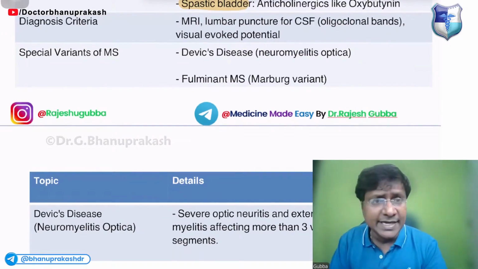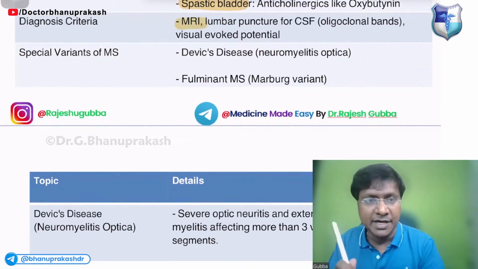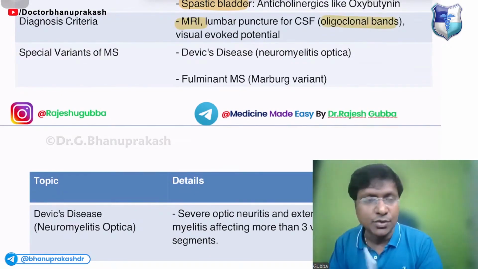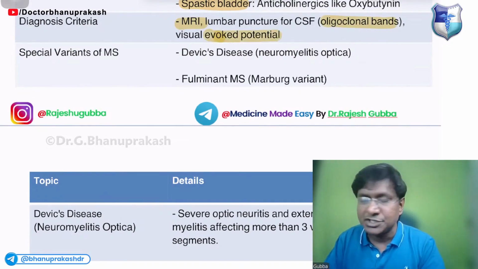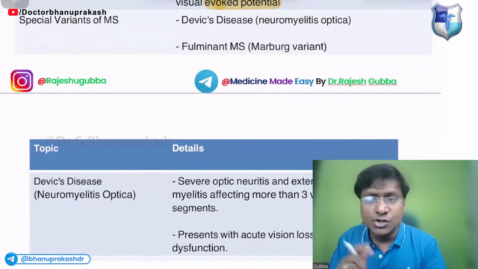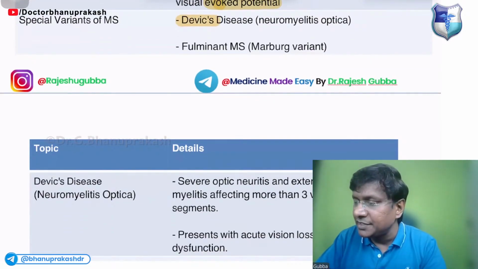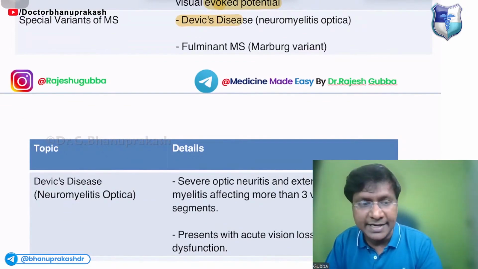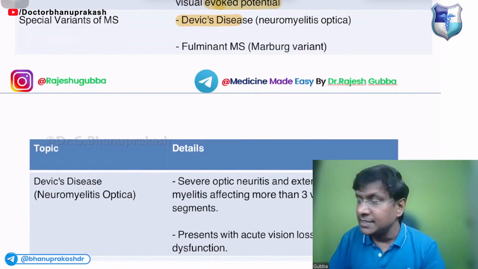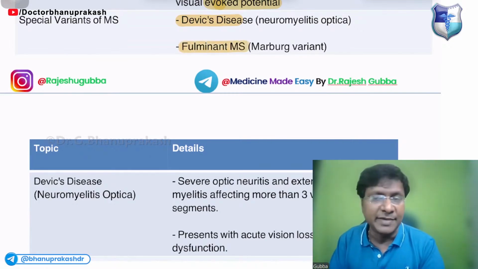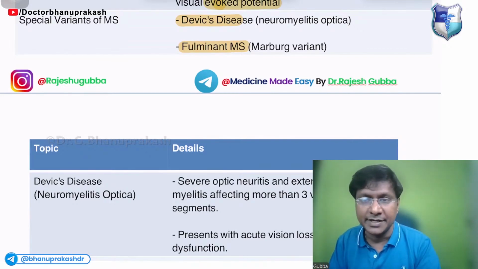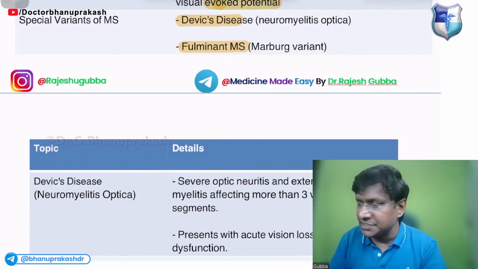In the diagnostic criteria, very important is MRI, that will show you Dawson's fingers. Lumbar puncture will show you the presence of oligoclonal bands, and visual evoked potentials will show you a delayed response. Among the variants of multiple sclerosis, we have an important variant called Devic's disease, which is neuromyelitis optica, which I'll be discussing in detail. And we have another important severe form called fulminant multiple sclerosis, which is called the Marburg variant. Now, let me discuss both of these variants first.